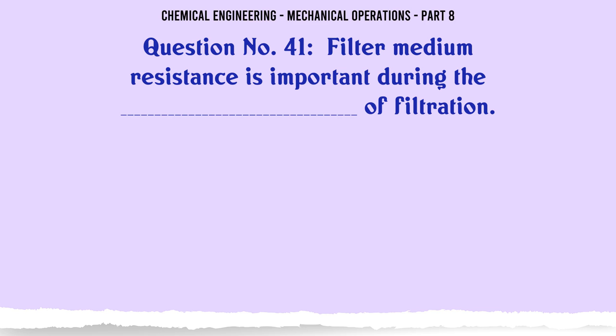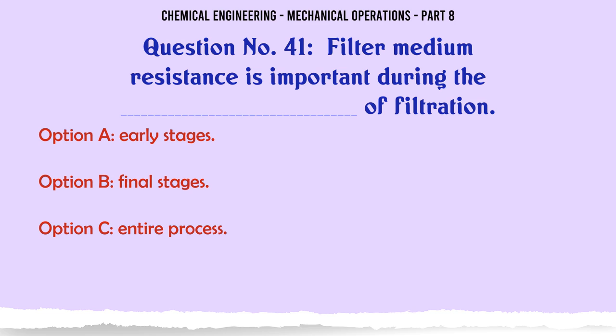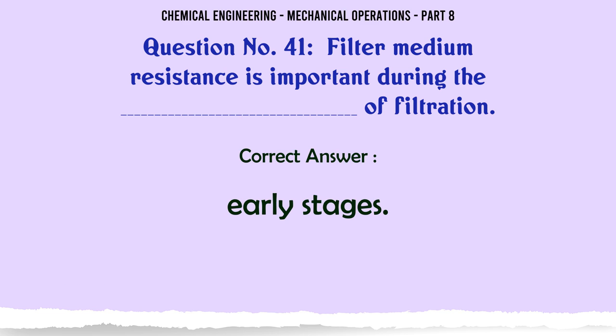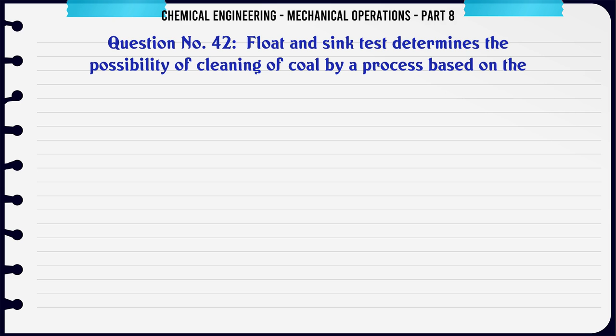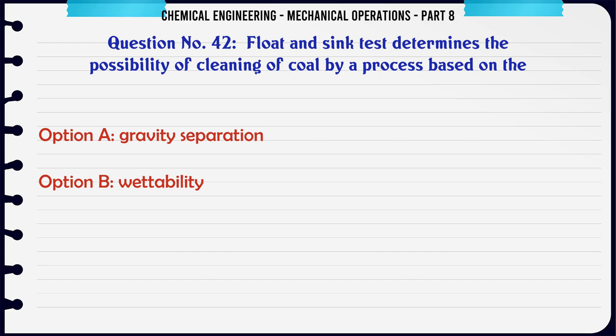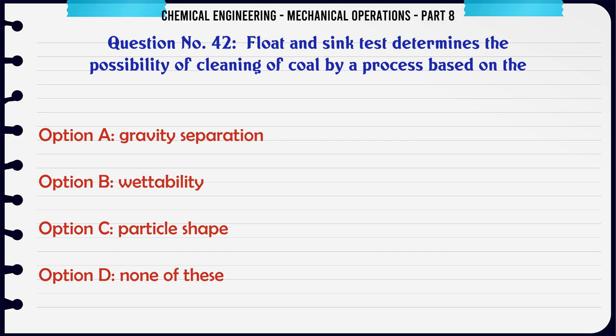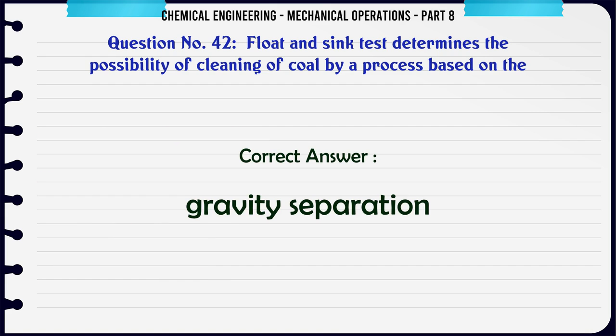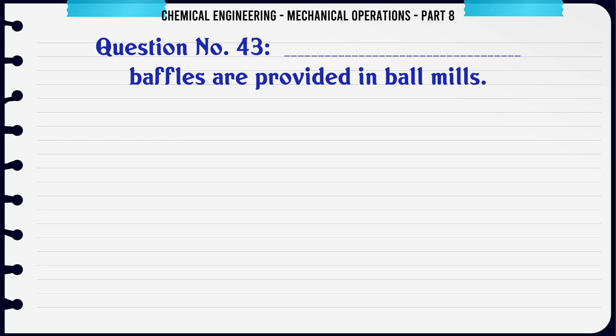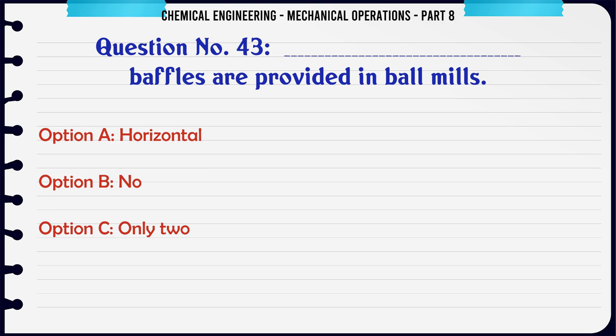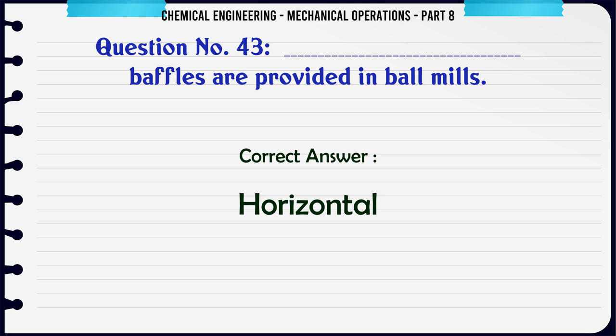Filter medium resistance is important during the of filtration. A. Early stages. B. Final stages. C. Entire process. D. None of these. The correct answer is early stages. Float and sink test determines the possibility of cleaning of coal by a process based on the A. Gravity separation. B. Wettability. C. Particle shape. D. None of these. The correct answer is gravity separation. Baffles are provided in ball mills. A. Horizontal. B. No. C. Only two. D. None of these. The correct answer is horizontal.